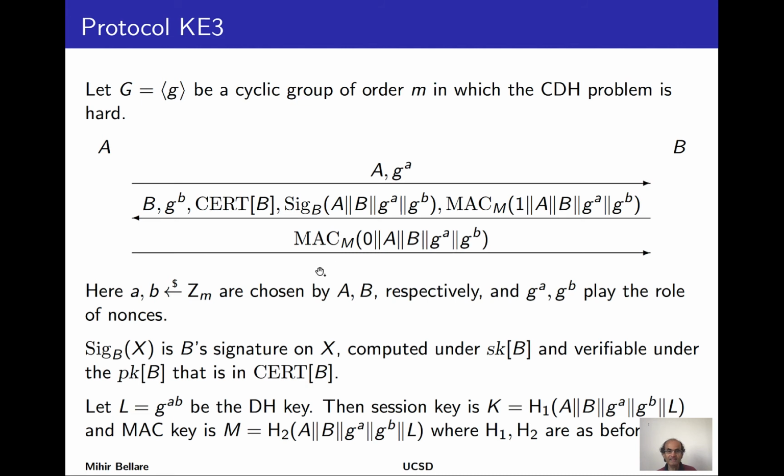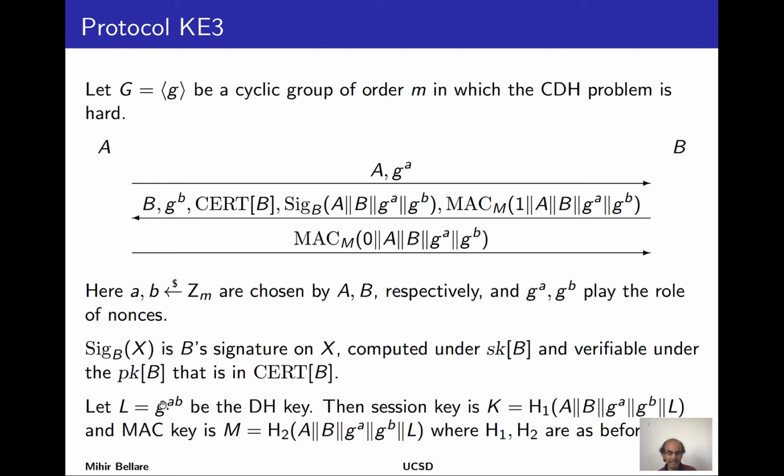Now, once this has happened, notice that both A and B are in possession of g to the a, g to the b, and each knows its own secret exponent. So at this point, a Diffie-Hellman key exchange has actually been accomplished. And that means that if you consider the quantity g to the power ab, which we'll call L, the Diffie-Hellman key, both A and B at this point can compute it, right? A does it by raising g to the b to her exponent little a, and Bob vice versa.